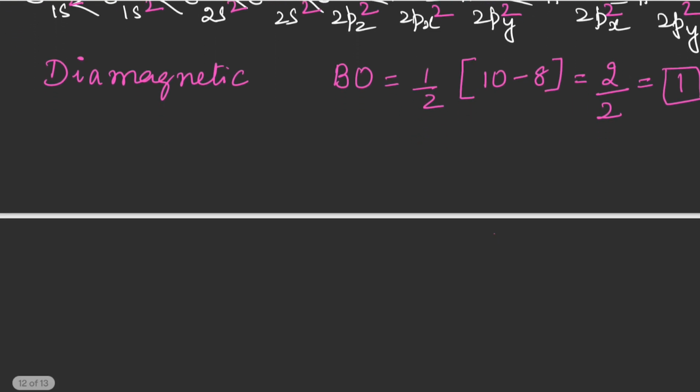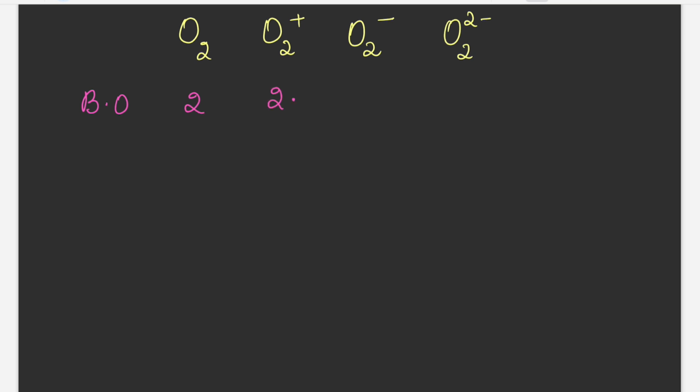Now, we just calculated the bond order for O2, O2 plus, O2 minus and O2 2 minus. So what is the bond order we calculated? For oxygen we got 2. For O2 plus we got 2.5. For O2 minus we got 1.5. And for O2 2 minus we got 1.